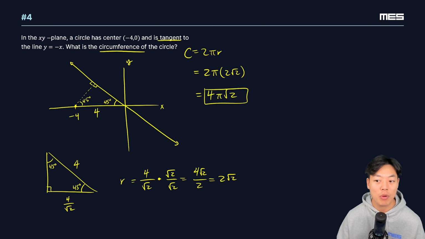On the SAT, you would probably have to plug this into a calculator and then estimate or round to whatever they give you: nearest tenth, nearest hundredth, nearest whole number, whatever it may be.